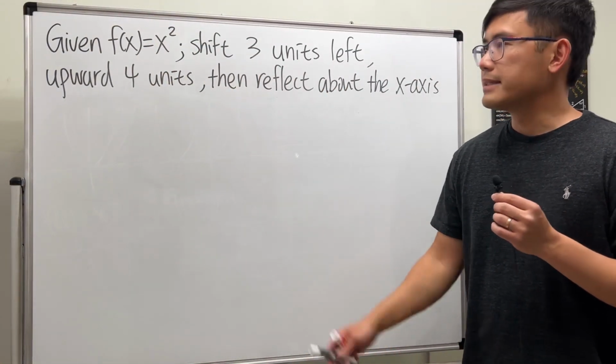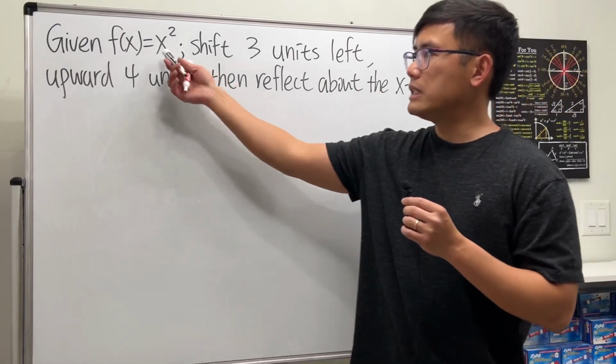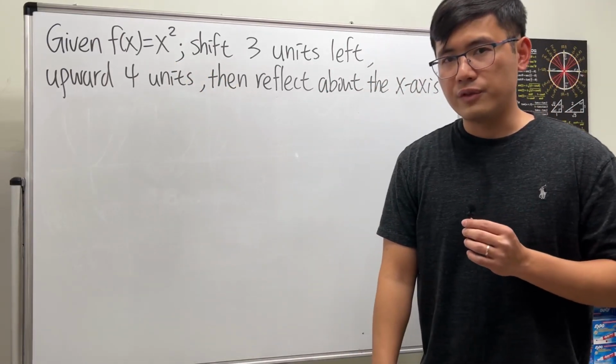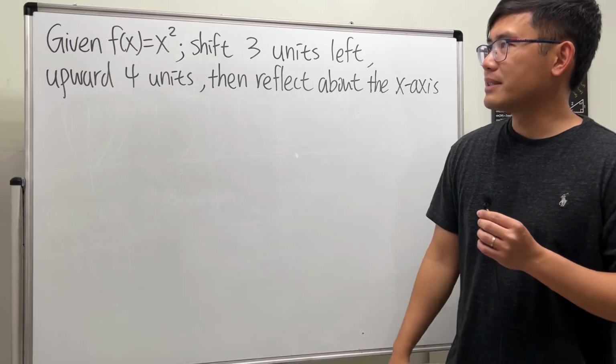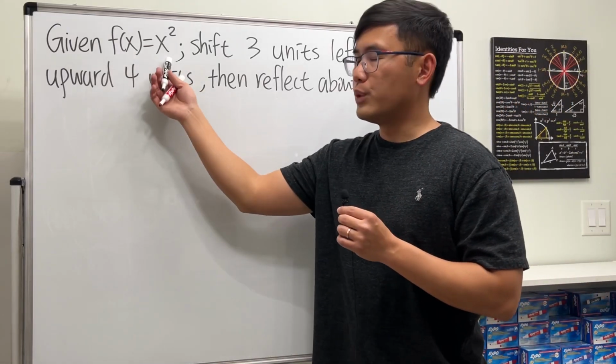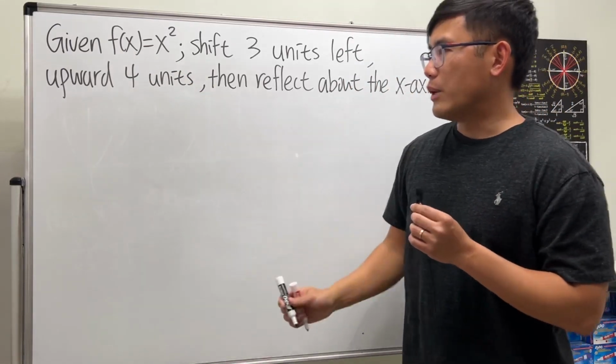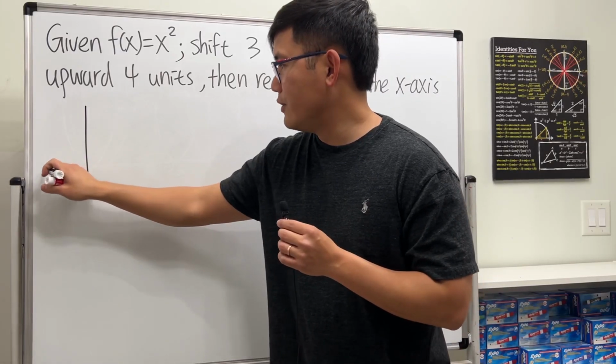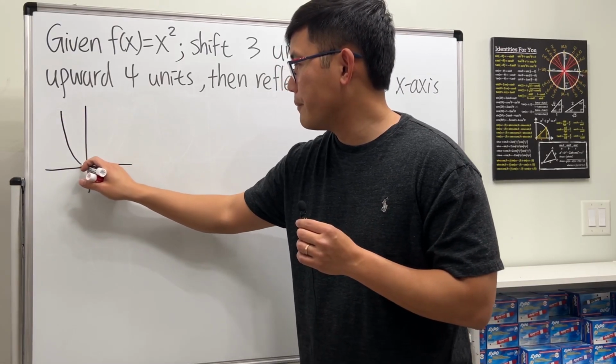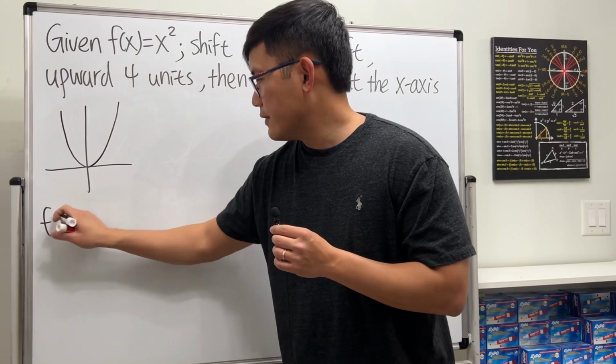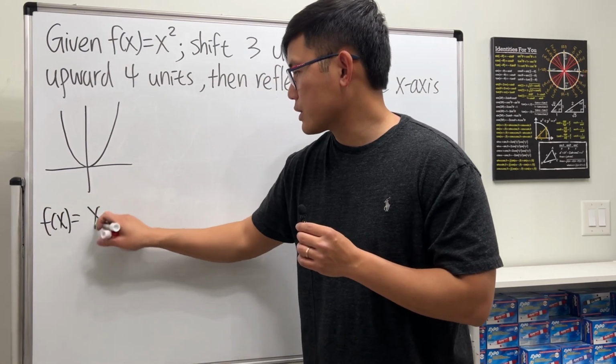Here I'm going to show you guys how to apply these transformations to this function, and we also write an equation for the final result. Check this out. First, we are given f of x is equal to x squared, and that's just our girlfriend parabola. So I will give you guys a picture right here. And again, f of x equals x squared.